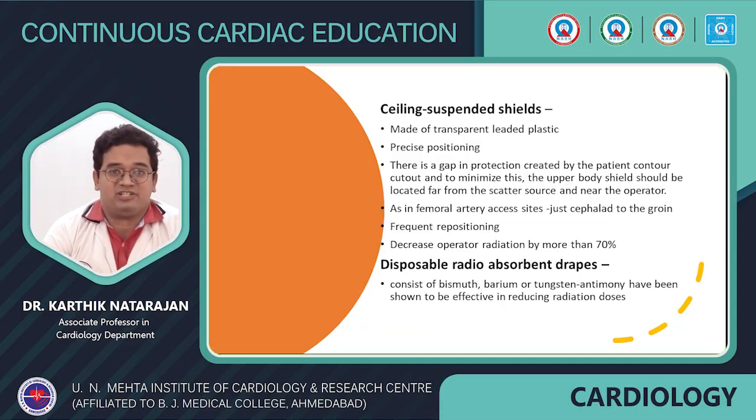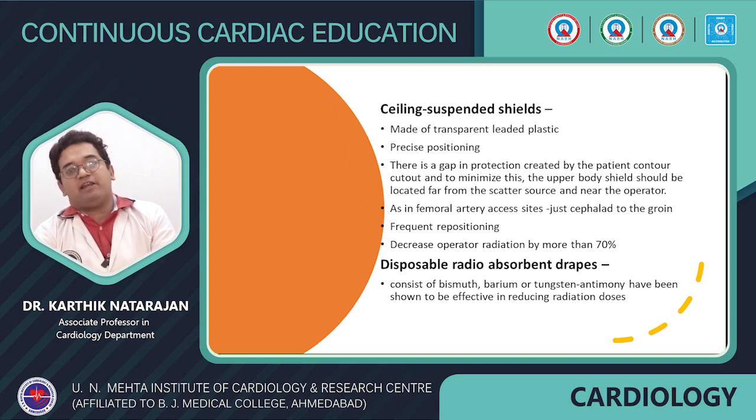Then ceiling suspended shields made of transparent leaded plastic. Now these are available in most of the labs but are not used, and they can decrease the operator radiation by more than 70%. But you need to reposition it. A shield which is far away from the doctor would not help. Try to bring the shield between the patient and you, so that the amount of scatter radiation goes down.